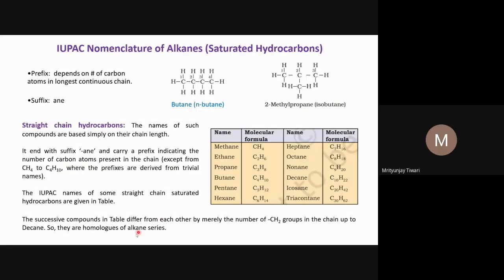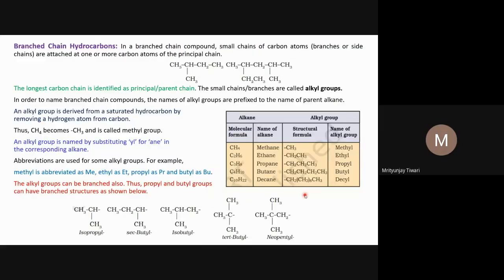So the successive compounds in this table differ from each other by merely the number of CH2 groups in the chain up to decane, and from decane, they are not successive members. So they are also called homologous alkane series, and each member is called a homolog. They are also homologs, although a few members are not written here.